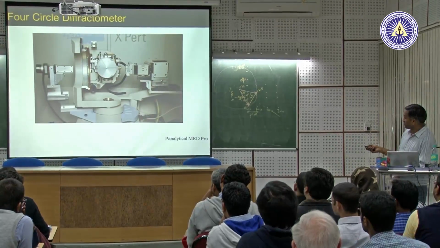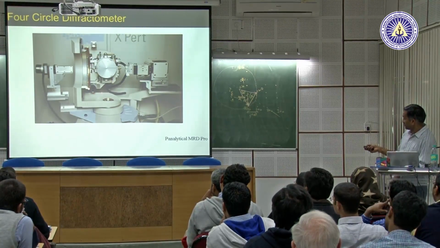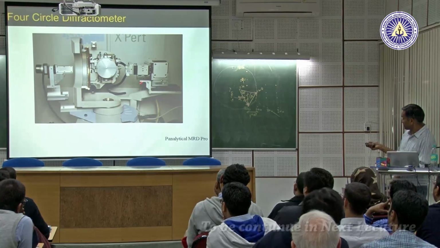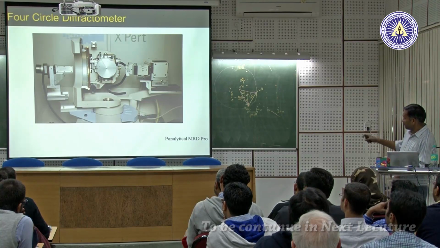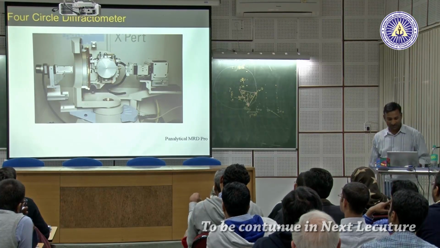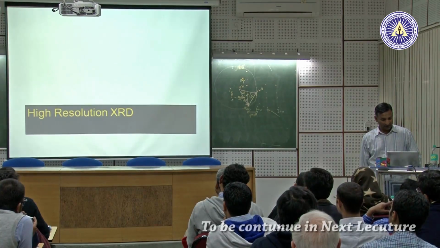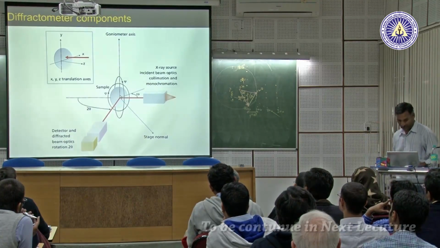And this is a typical 4-circle diffractometer where the cradle rotates in this circle, it rotates along this, the detector rotates in this direction, and the sample can be twisted as well. So these are the 4 circles of rotation you can have. So let's get back to high resolution XRD.